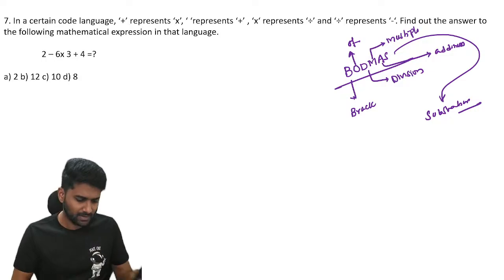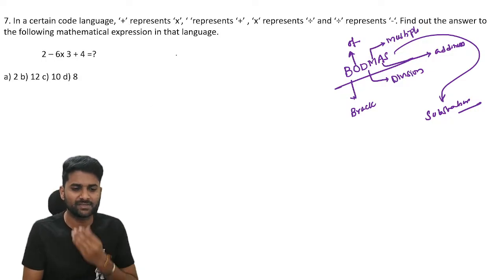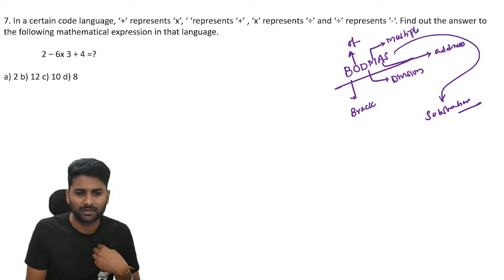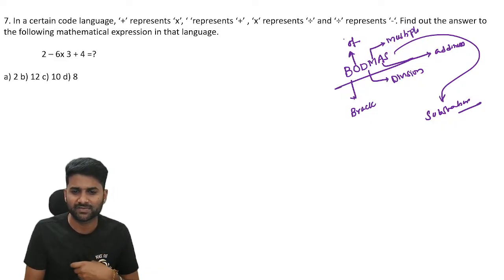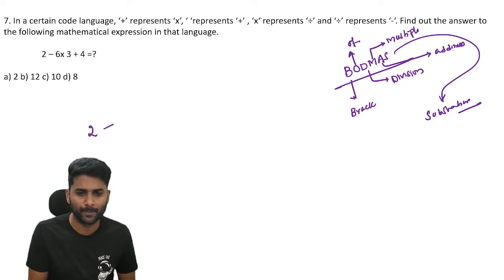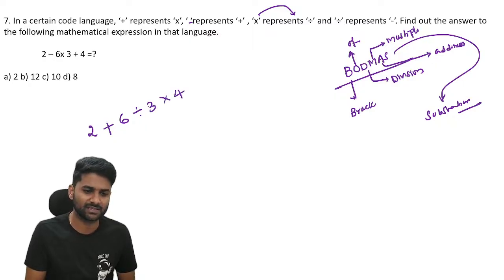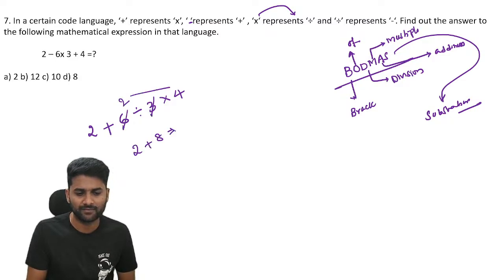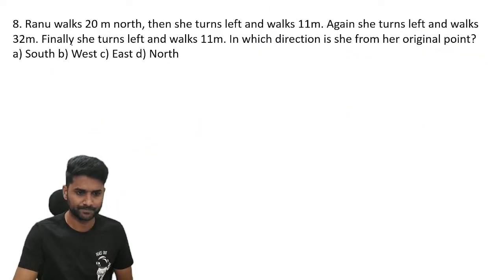Now see, your condition says that plus represents multiplication, multiplication represents division, division represents minus. Find out the answer of the following condition. 2 minus, minus represents plus. 6 multiplication, which represents division. 3 and plus represents multiplication. Find the resultant. So according to the order, go through the division, then multiply, then add those resultants, then the answer becomes 10. Next.